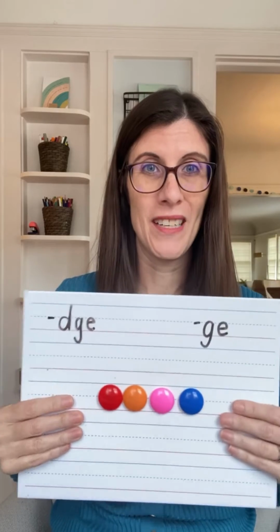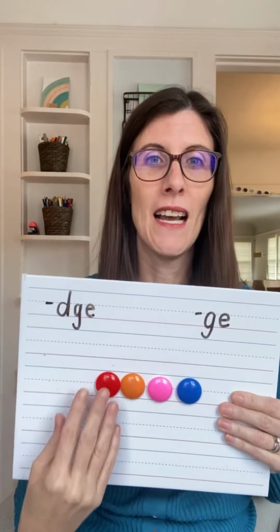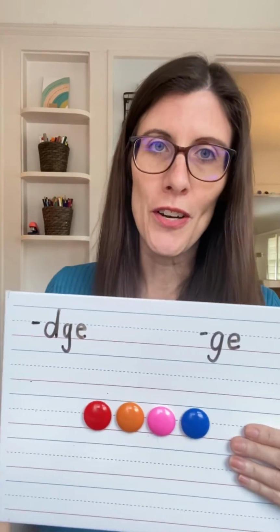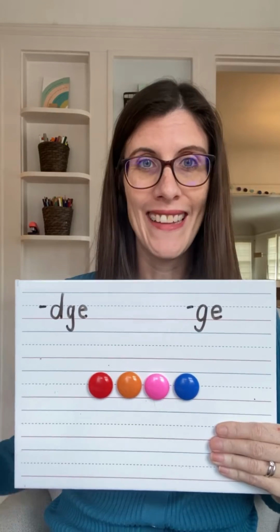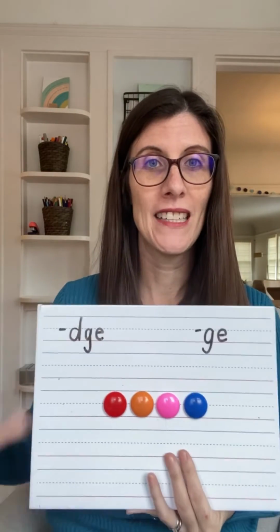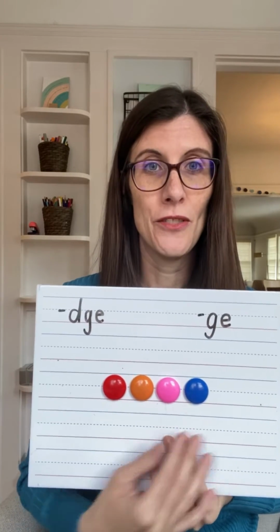I'm going to have a whiteboard exactly like this. The headings are going to be the same as the students' headings, but I'm also going to have these magnets which represent sounds. So I'm going to start by just saying a word like hedge. My students are going to repeat the word and then we're going to connect a meaning by using it in a sentence. And then we're going to break the word into its sound parts.